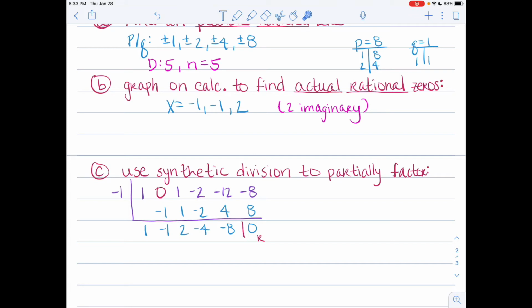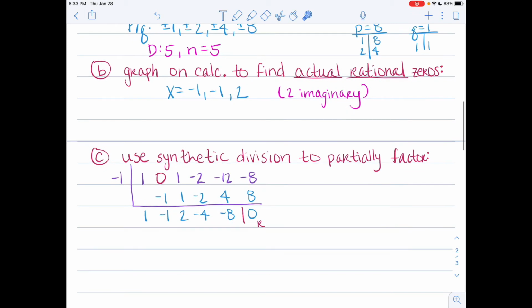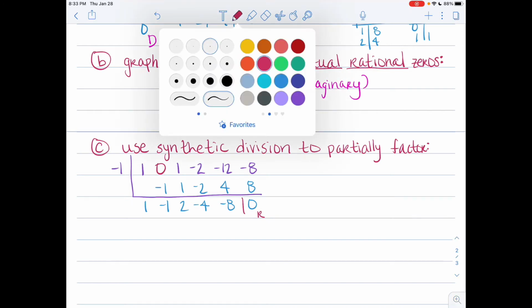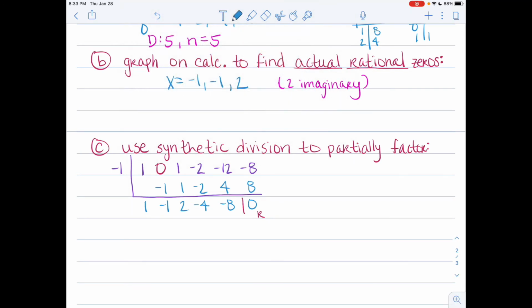However, I still have 1, 2, 3, 4, 5 terms in my polynomial, so I know I'm going to need to use synthetic division again. So rather than going ahead right here and writing my partially factored polynomial and then taking those same coefficients and rewriting them in another box for synthetic division, I'm just going to keep going. So let me show you this little trick. I'm going to just draw another box right underneath. It doesn't have to extend to include the 0 because remember that was our remainder.